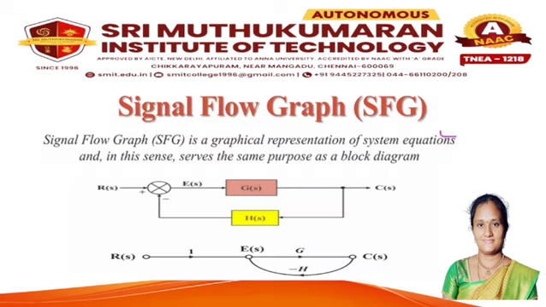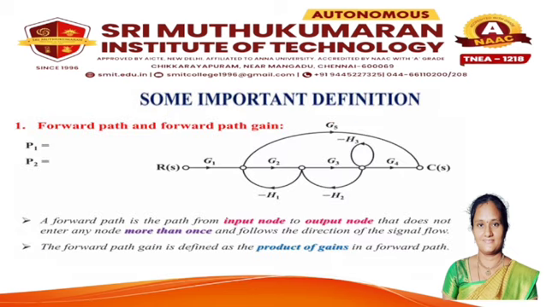Then we are going to see the topic signal flow graph. Signal flow graph is a graphical representation of a control system that shows how signals flow between system variables. Then some important definitions of signal flow graph. First one, forward path and forward path gain. A forward path is a path that connects the input node to the output node.